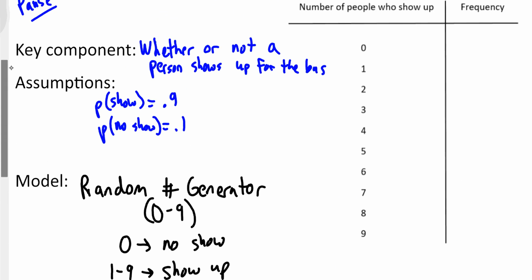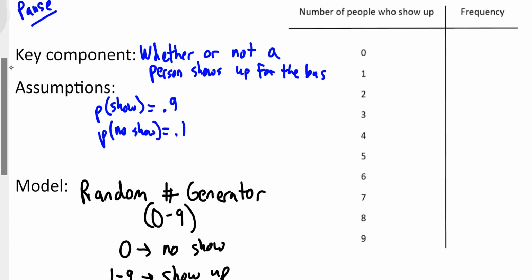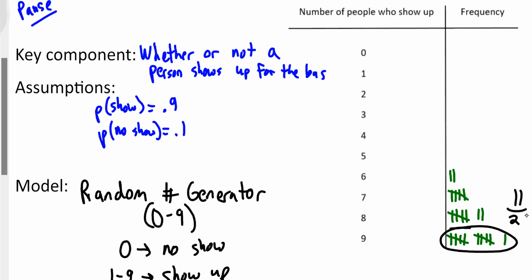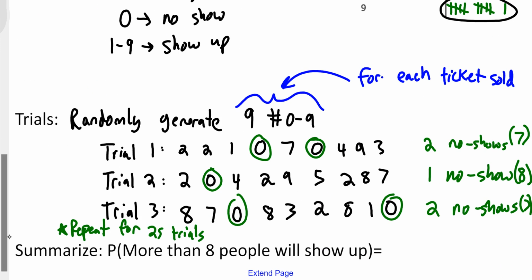But I can either do this myself or I can partner up and get this data so that I can have 25 trials' worth. And that data looks like this. So even though my 3 trials had enough no-shows where it will work on this minibus, if I went 25 times, I see 11 of them had too many people show up. That's 11 out of the 25. That's not looking great. It's an awkward 11 times if I don't have room for one of those people.